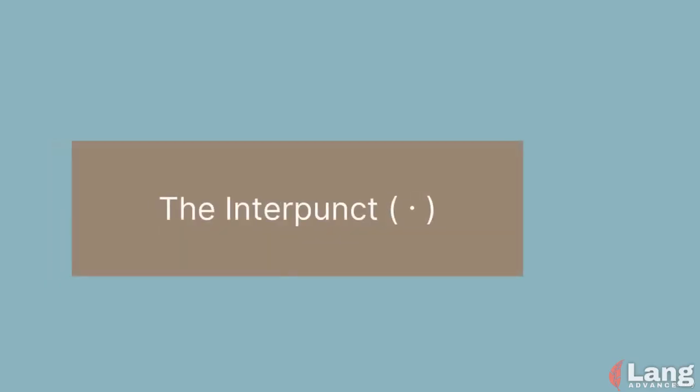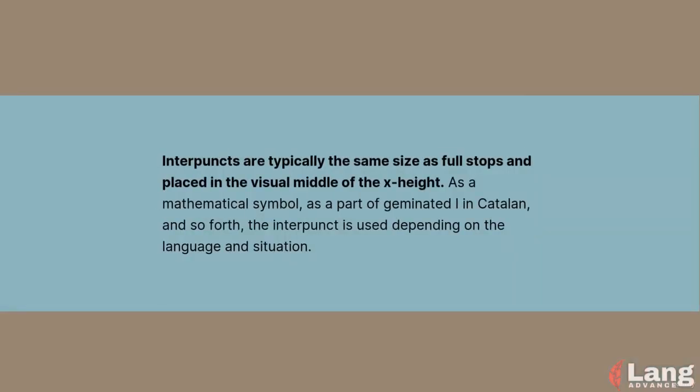The interpunct. Interpuncts are typically the same size as full stops and placed in the visual middle of the x-height. As a mathematical symbol, as a part of geminated L in Catalan, and so forth, the interpunct is used depending on the language and situation.